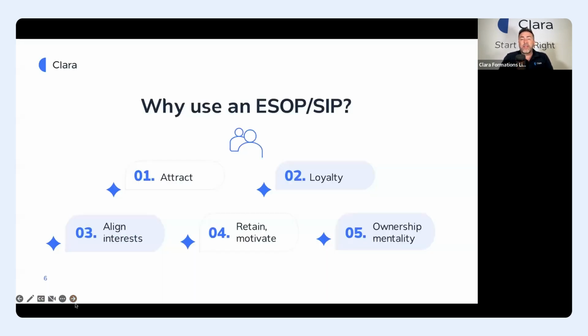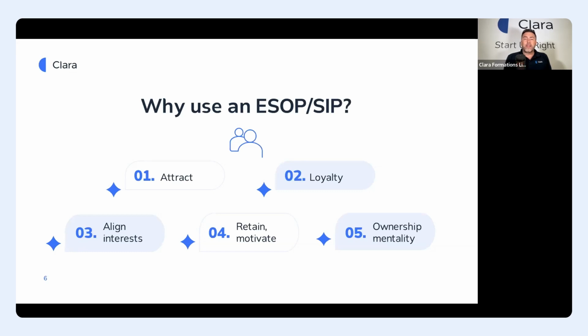So why do we use an ESOP? Well, the first one, if you're a tech startup, a lot of the time it's to attract talent. Because let's face it, you're going to be dealing with people who could work for large corporations, large organizations that are paying a higher salary. So if they truly believe in your vision and what you're doing, and they're excited, they're going to want to be part of not just the business, but ultimately have some kind of stake in the upside if it goes wildly successful. The other thing is loyalty.